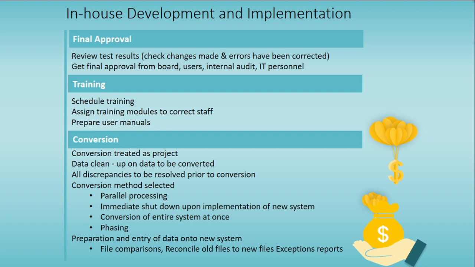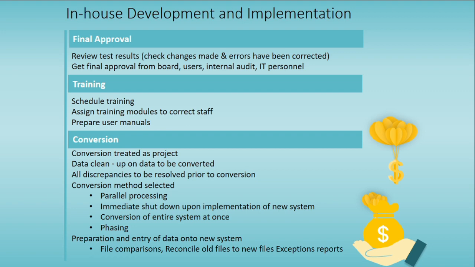Phasing. A phasing conversion is where we implement small changes in the old system, so that by the end of our phasing, the entire old system has been removed and the new system is in place. Phasing takes a lot longer, and it can result in miscommunication between the old system and the new system. So a very important part of phasing is to make sure that the old system can communicate with the new system. And if that has not been taken into account during development, then we will not be able to use phasing as a conversion method.